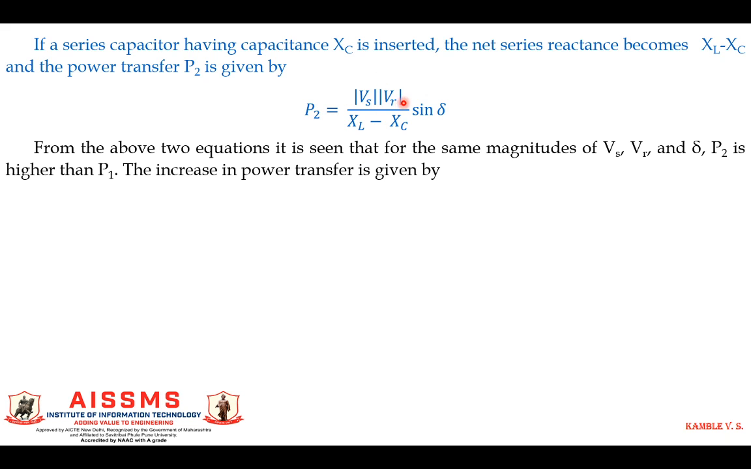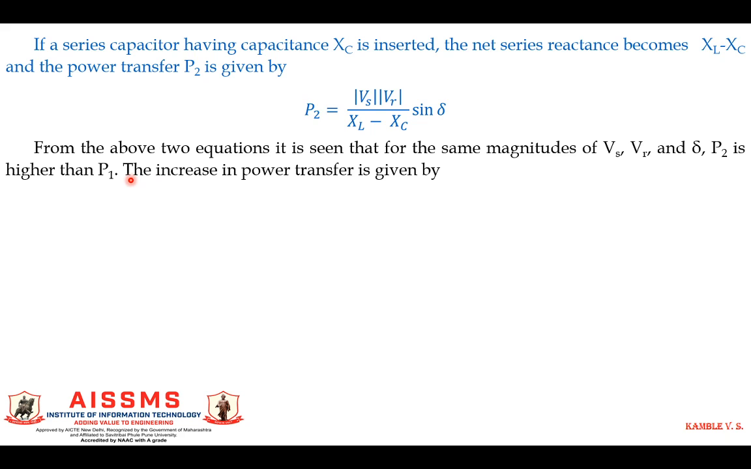All remaining factors, that is Vs, Vr, and delta, remain the same. That is, the sending end voltage, the receiving end voltage, and delta, the angle between Vs and Vr, remain the same. So this power transfer depends upon the denominator. In this case the denominator is lesser, and in the P1 equation the denominator is greater. So definitely P2 will be greater than P1.